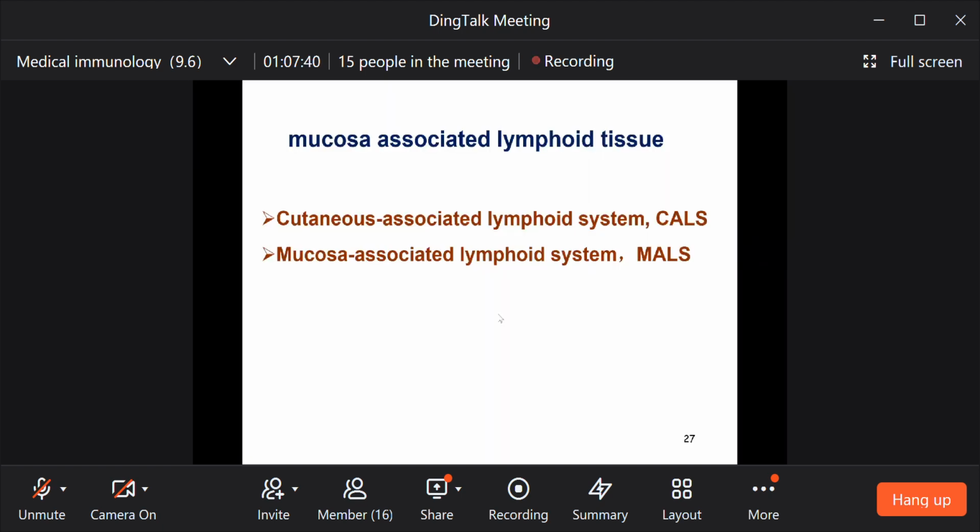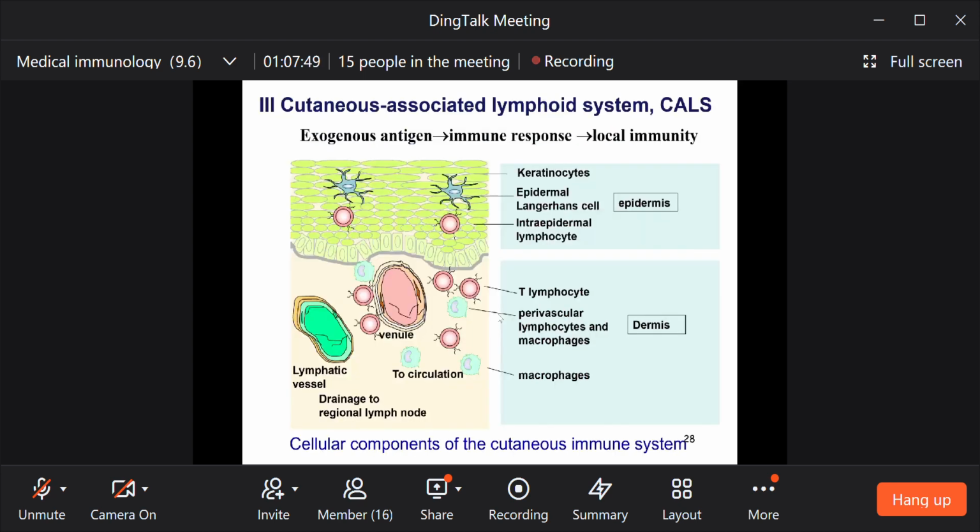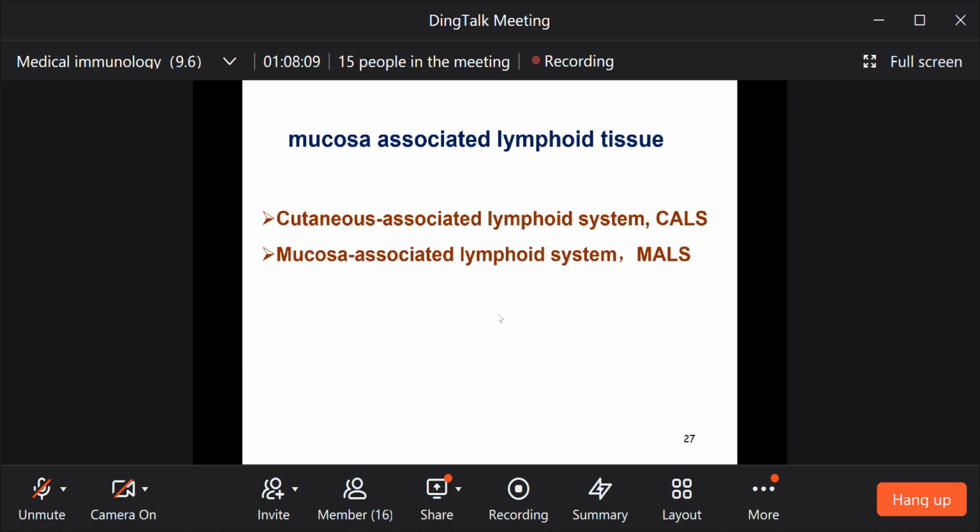The cutaneous associated lymphoid system and the mucosa associated lymphoid system, one by one. The mucosa associated lymphoid tissues.